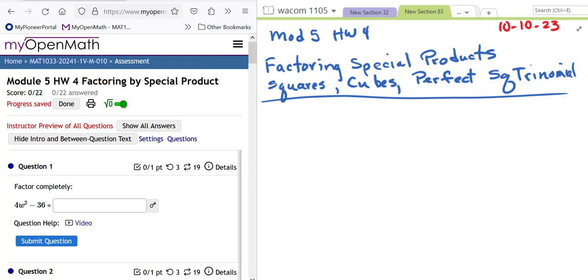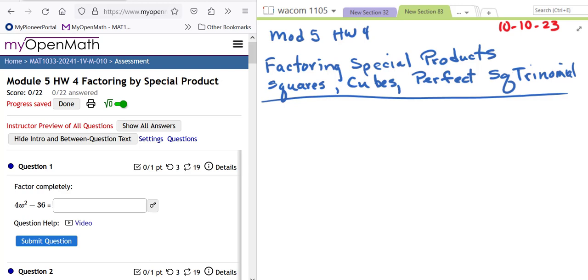trinomial. It means it has a leading coefficient of 1. So they turn out nice. And then last time we did the harder ones, where we had another number there, and we looked at 2 different techniques we could use. We could use trial and error, or we could change the problem and do it by grouping. All right, so that's kind of where we are.